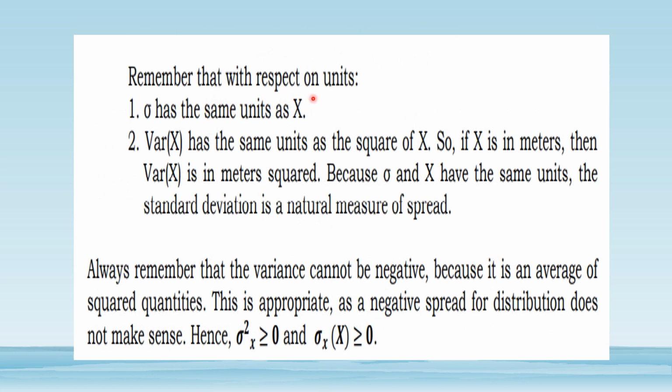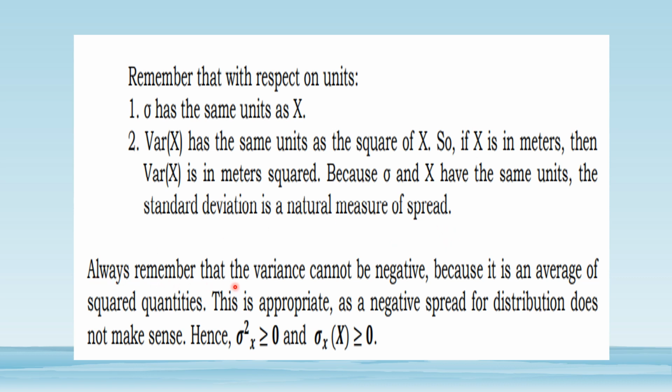Remember that with respect to units, standard deviation has the same units as x. Variance has the same units as the square of x. So, if x is in meters, then variance is in meters squared, because standard deviation and x have the same units. The standard deviation is a natural measure of spread.